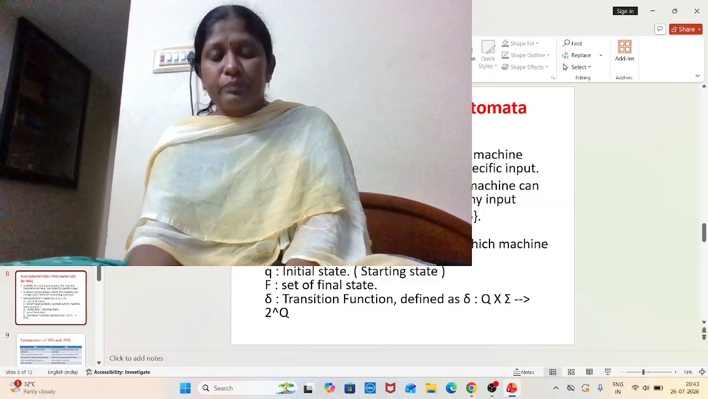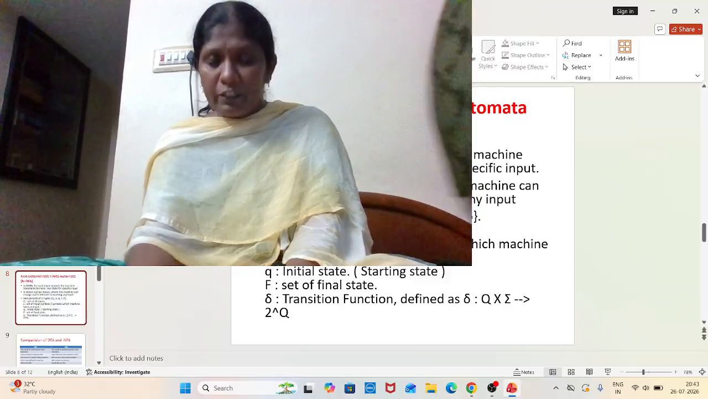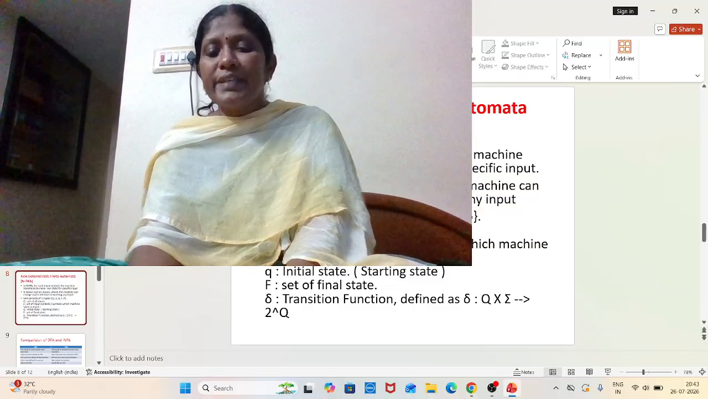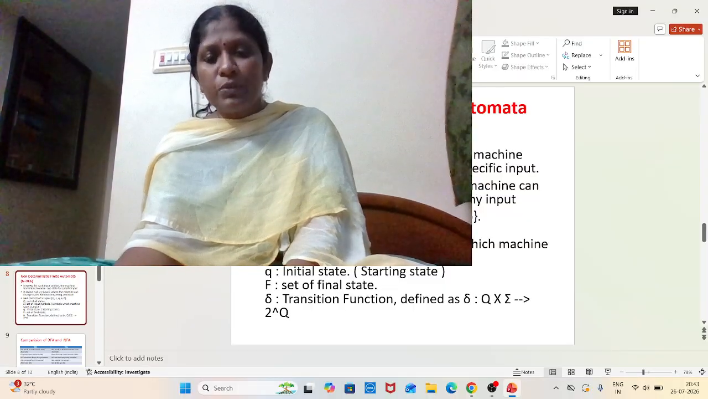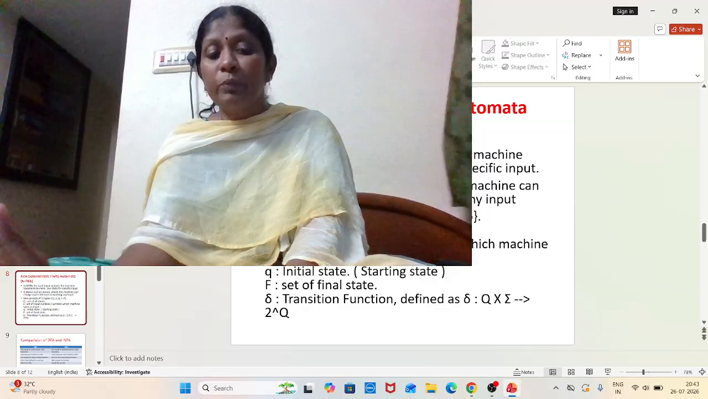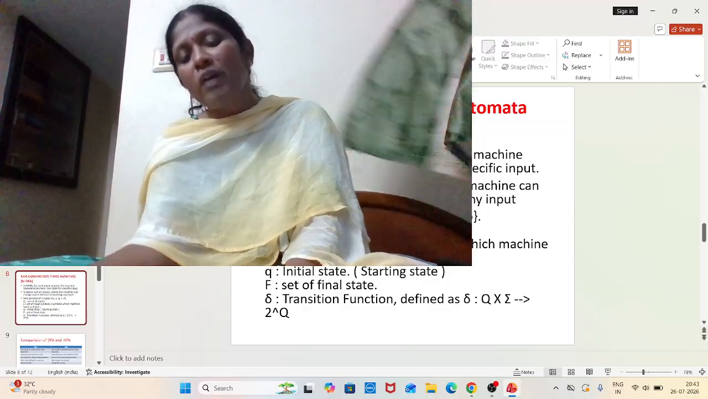Here the non-deterministic automaton moves to more than one state for each input symbol. That is represented by 2^Q. 2^Q means it moves to more than one state for each input symbol.